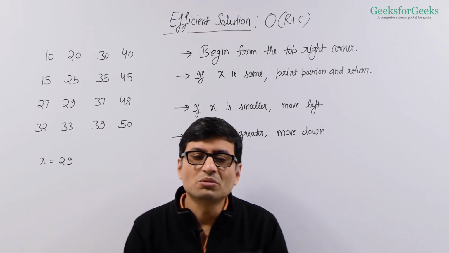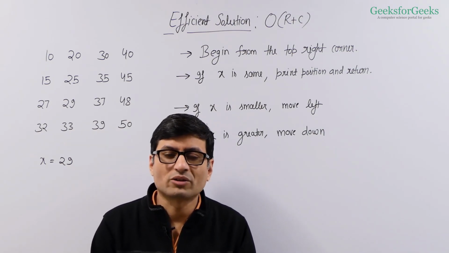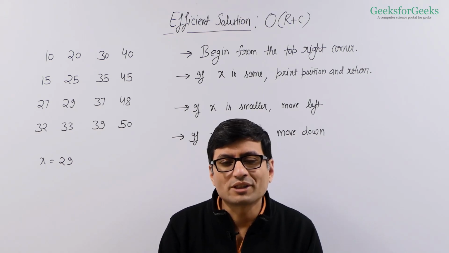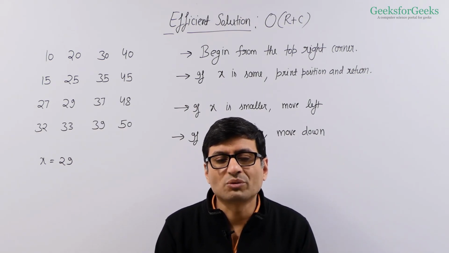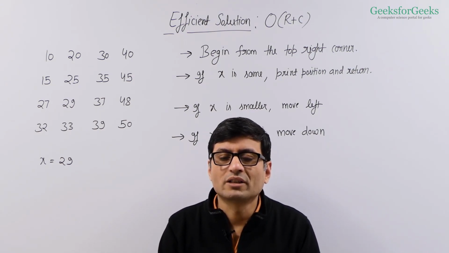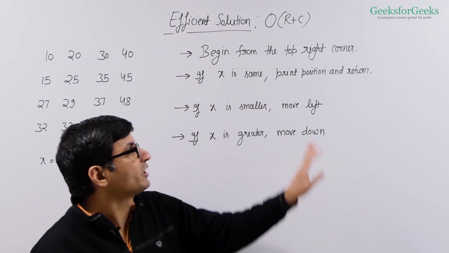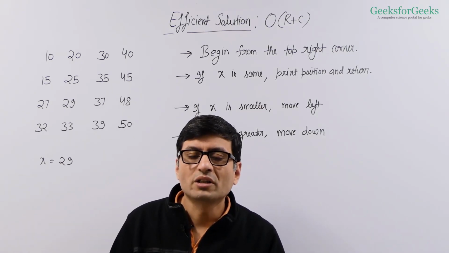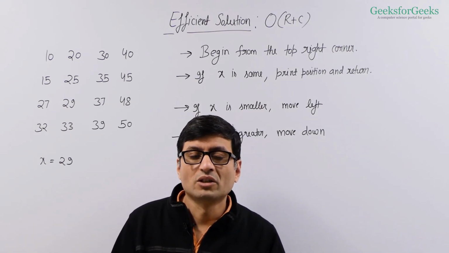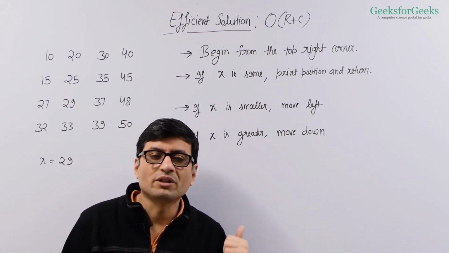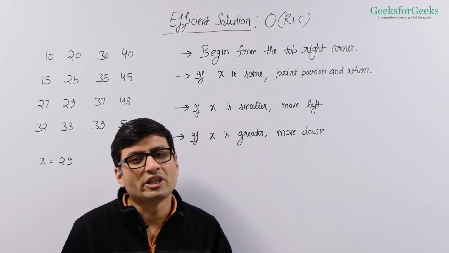The idea is to begin from top right corner. Traverse the matrix. While traversing, compare x with the current element. If x is same as the current element, then we are done. We print the position and we return. If x is smaller than the current element, then we go to the left side. We basically ignore the whole column. And if x is greater, then we go to the downside. We basically ignore the whole row.